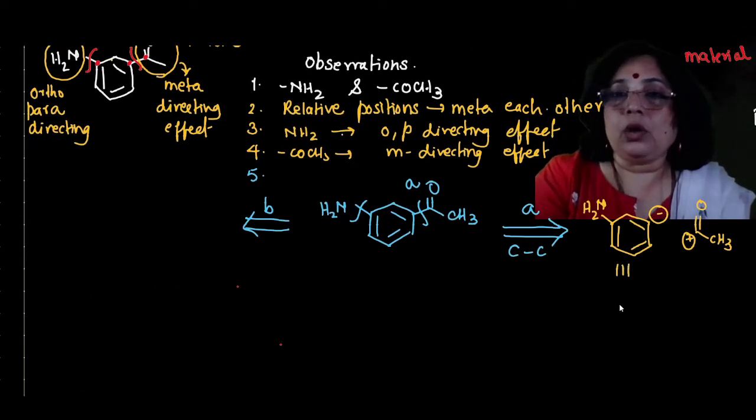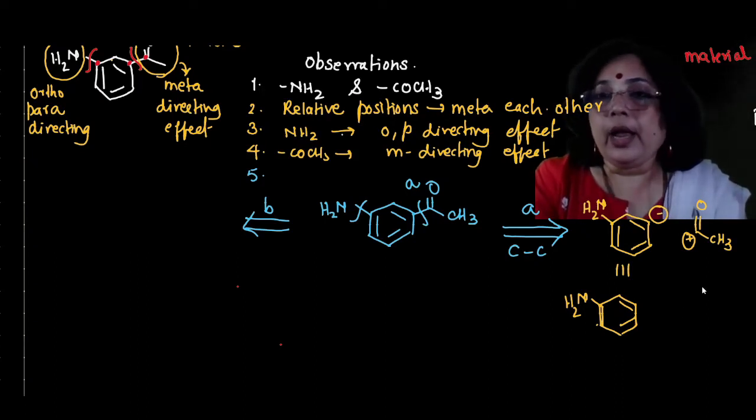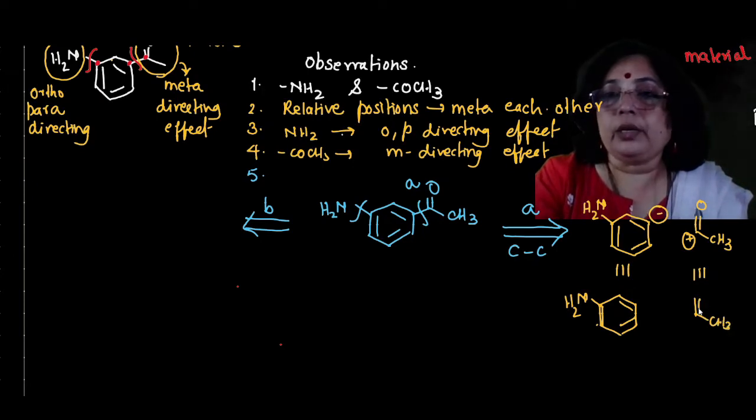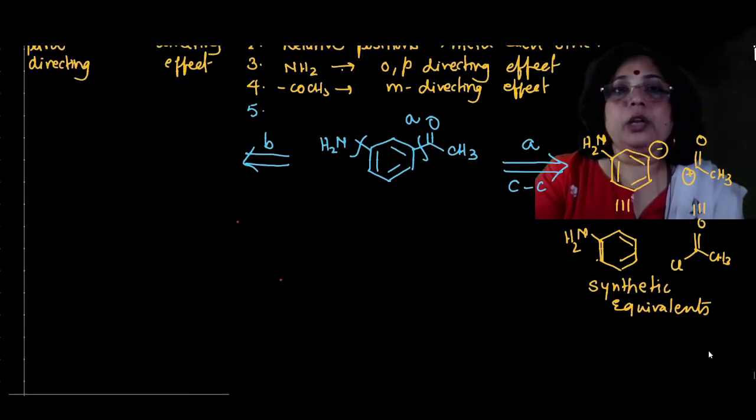And let us see the synthetic equivalents of these synthons. Just putting hydrogen over here will give you a hydrocarbon, that is aniline, and this one will be an acyl chloride. All right. So these are the synthetic equivalents, or the starting materials. This is your A path.